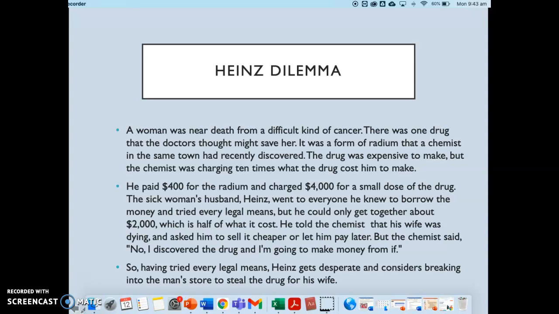Should he steal the medicine? Should he let his wife die? Should he steal the medicine and go to prison and suffer the consequences for his actions? Read this and have a think about what you would do. Pause it and really think about it.